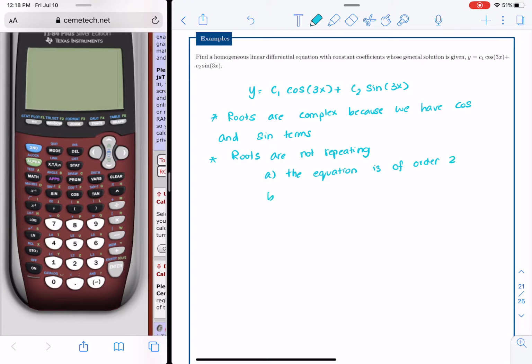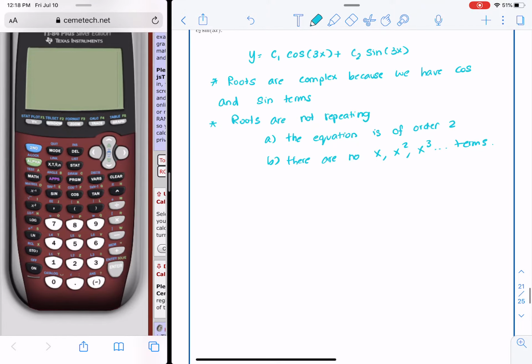B, there are no x cosine 3x, x sine 3x, or let me write it this way. There are no x squared, x cubed, etc. terms. So this has to be a second order equation. So how can we rewrite this solution?